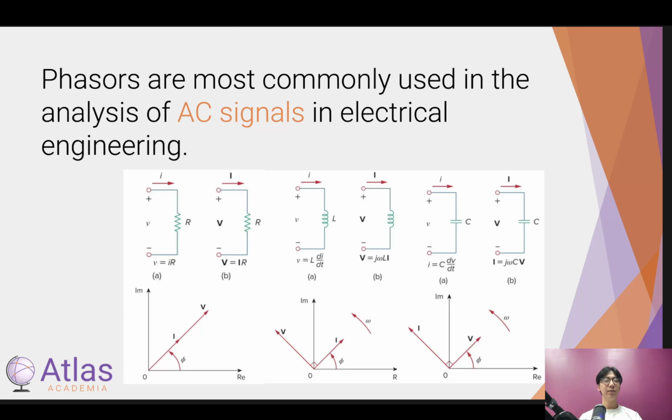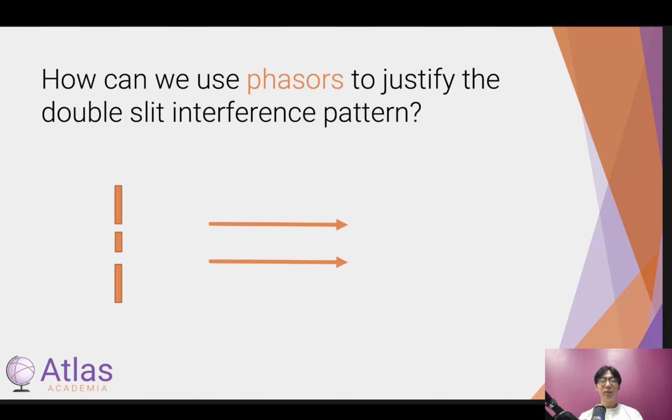But as for our case, we need to bring it back to the physics. And so I want us to ask, can we use phasors to go back to the double slit interference pattern to explain what's going on with this new framework? So what happens for the central maximum?